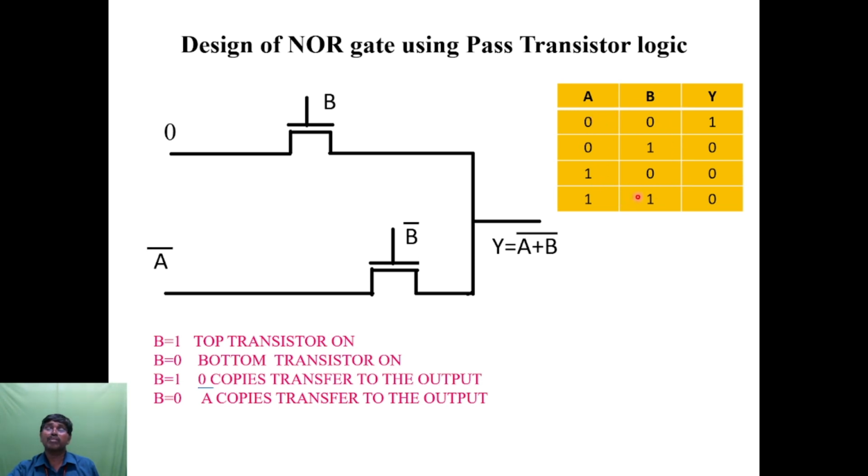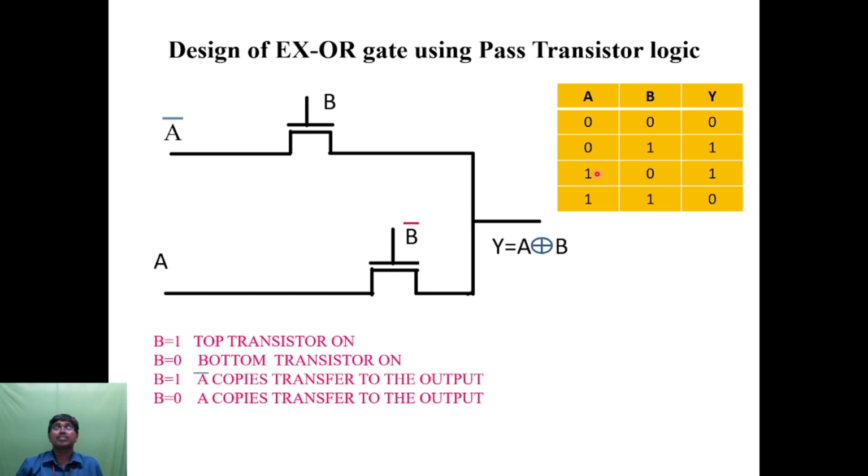Then we have to know the control input as well as the data input. So we consider B as the control input. That is why we assign here B bar and here B. So now this is the concept behind the NOR gate using pass transistor logic. Next we have to use the XOR gate: design of XOR gate using pass transistor logic.